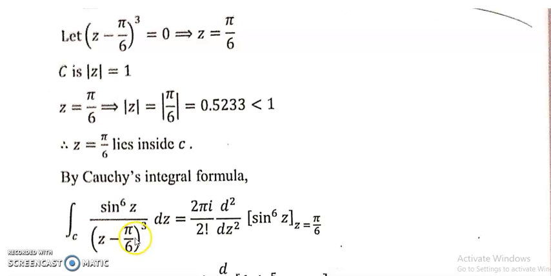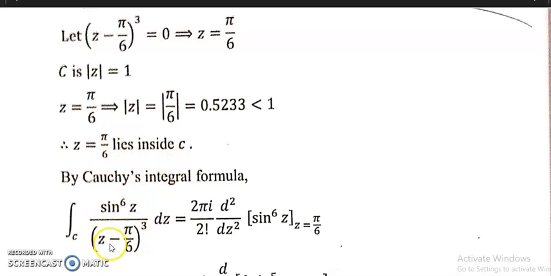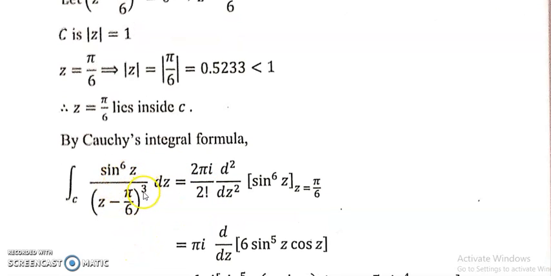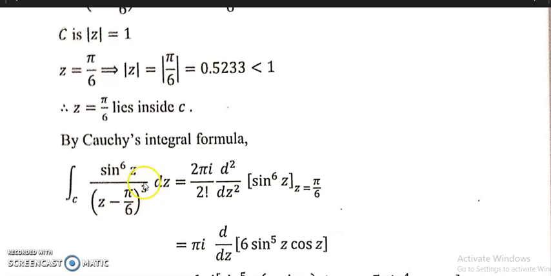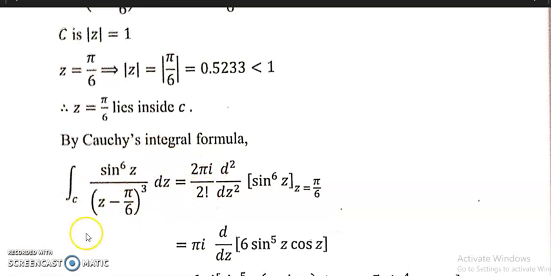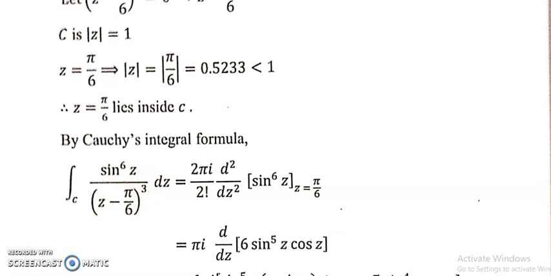So by Cauchy integral formula, whenever it lies inside C, we can apply Cauchy integral formula. If it lies outside C, its value is 0. Since it lies inside C, we can apply Cauchy integral formula for derivative. Why? Because in the question the denominator has the power 3. Whenever you have a power on the denominator term, we apply Cauchy integral formula for derivative. And the formula here is 2 pi I by (n minus 1) factorial. What is n here? N is 3. And f of z is the numerator sine power 6.